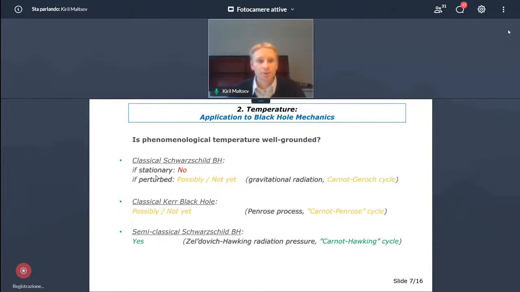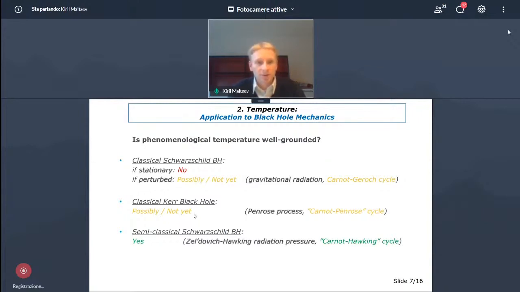If it is perturbed, however, the scenario is different. A perturbed Schwarzschild black hole will be a source of gravitational radiation, and there is the possibility to use the gravitational radiation as heat to power a heat engine in the Carnot-Geroch cycle, which has been a theoretical construct but never fully worked out. So the answer is possibly not yet.